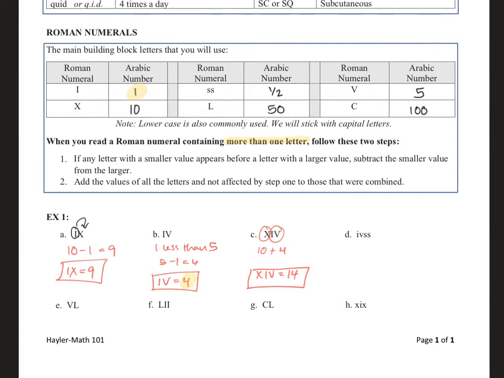And now let's take a look at IVSS. These are lowercase, but it's okay. It's the same thing. We have the smaller one first, so that's going to be 1 less than 5. That's going to be 4, IV, plus SS. SS is a half. So 4 plus a half. So IVSS equals 4.5.